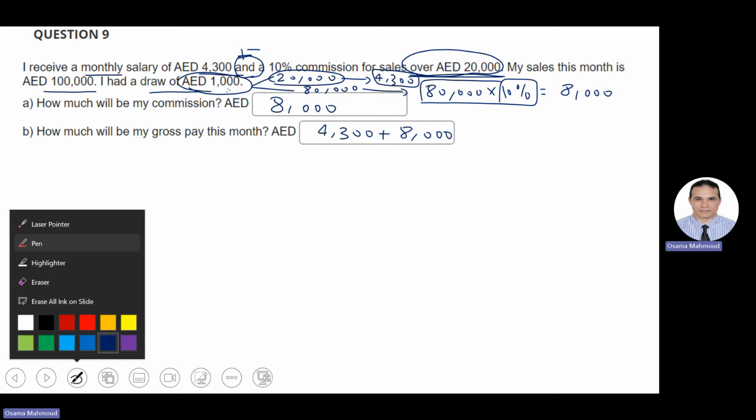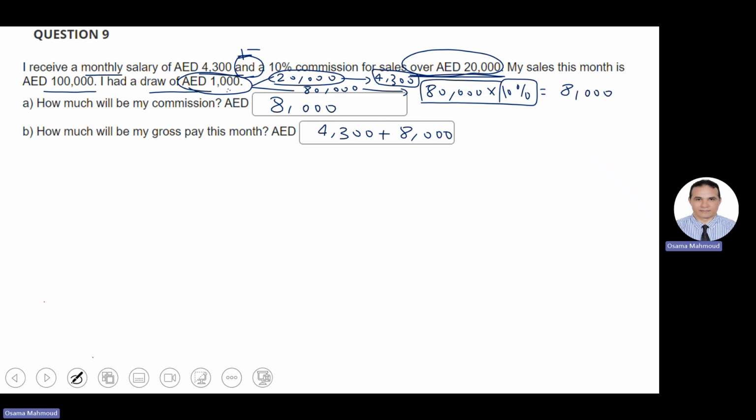And don't forget, he had a loan of 1,000, right? So you have to subtract this one. He should pay back the 1,000, right? So how much will it be? $11,300. Catch the point? So don't forget the draw. It means he got a loan, 1,000. So he should pay it back when he gets his income, right? So the total amount he gets by the end is this.